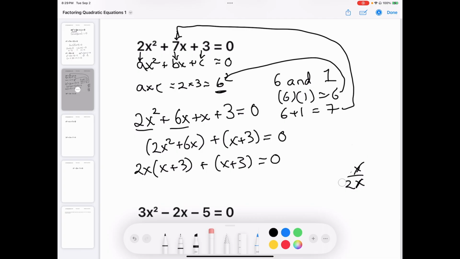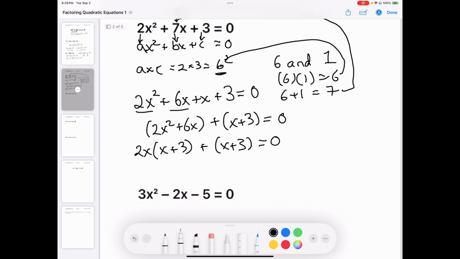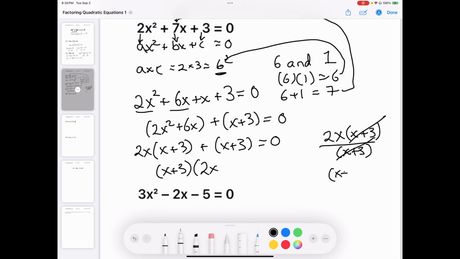Great. And now we have another common factor that we can apply. We have x plus 3 in the first term and x plus 3 in the second term. So we're going to take common factor x plus 3, and we're going to divide each term by that. The first term is 2x times x plus 3 divided by x plus 3. When you divide that, the x plus 3's cancel out, and you're left with 2x.